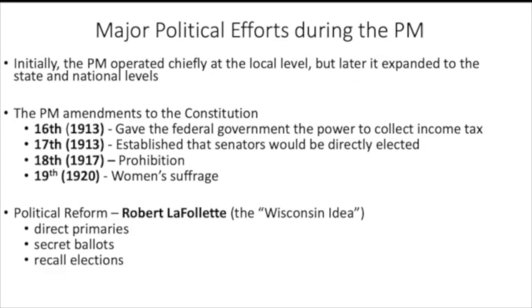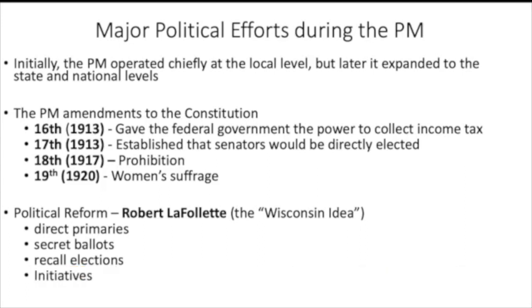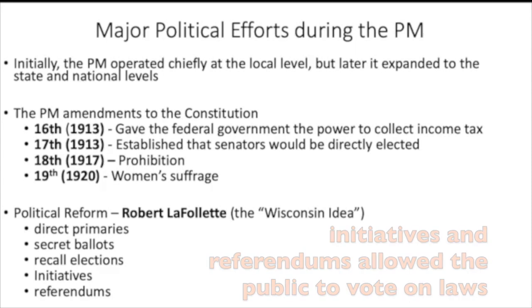Recall elections. So if political officials were elected and the voters didn't like what they were doing, they could be recalled, which we will see from time to time. Initiatives. These were where voters could actually vote for or put a proposed law on the ballot that they would be able to vote for. Referendums, where the legislative branch of a state or a local government could put a ballot referendum on election day, and the voter would then be able to decide whether they were for or against a law in a yes or no vote. So the opportunity for the public to actually vote on laws. That's what initiatives and referendums were.